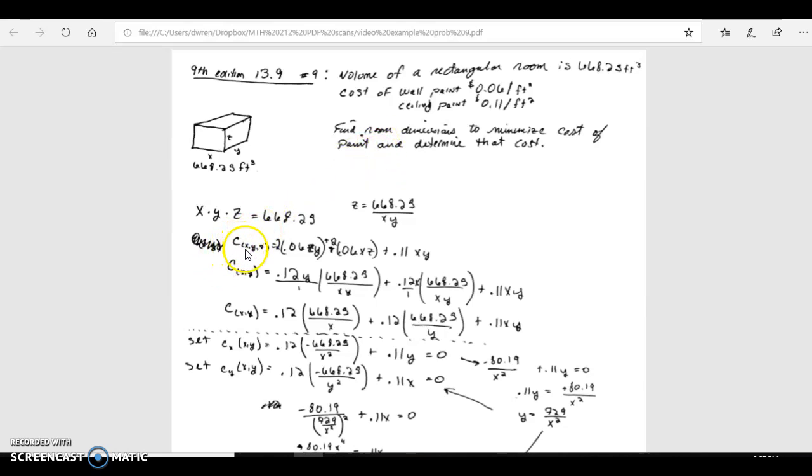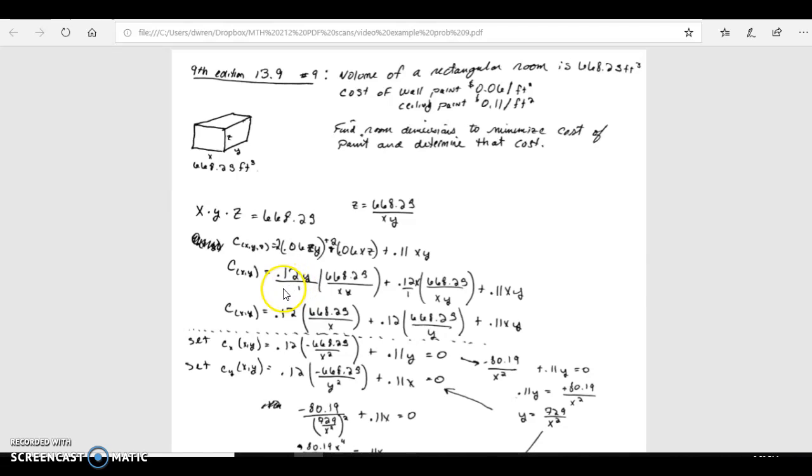Our cost function of x, y, and z equals 2 times 0.06, z times y, this surface and its opposite surface, plus 2 times 0.06, x times z, this and its opposite surface, and plus 0.11, x times y, the ceiling.